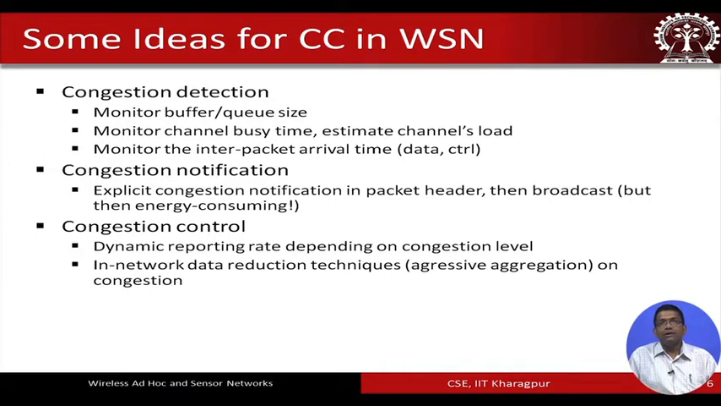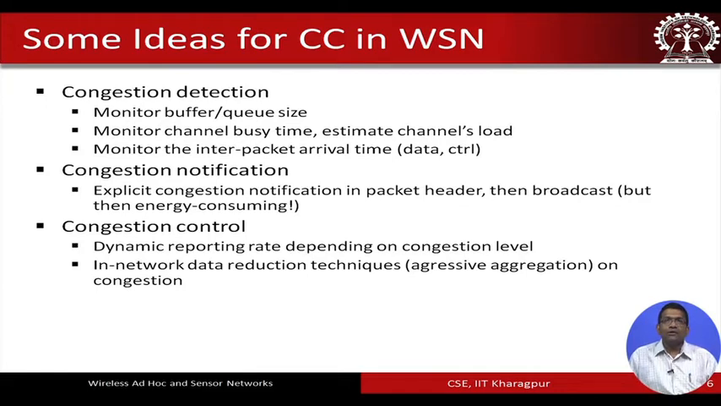For detecting congestion, there are a couple of different ways in which it can be detected. One is monitoring the buffer or the queue size at the different nodes, and how the buffer is getting full. Second is monitoring the channel busy time and estimating the channel's load. Third is monitoring the inter-packet arrival time with respect to both data packets as well as control packets. These are the different ways by which congestion can be detected.